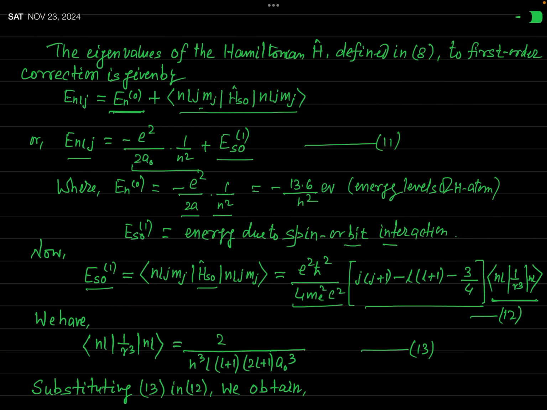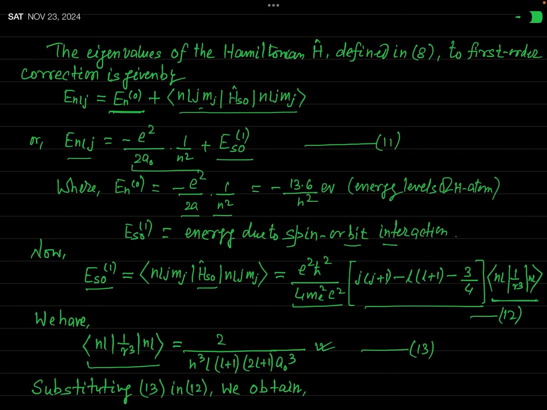Now again, the expectation value of this 1 over r³ with respect to the state nl is calculated, which you have learned in my previous videos. So here I am writing this result directly. This is the expectation value of 1 over r³, which is given by this expression. You have to remember it for writing your answer in your examination.